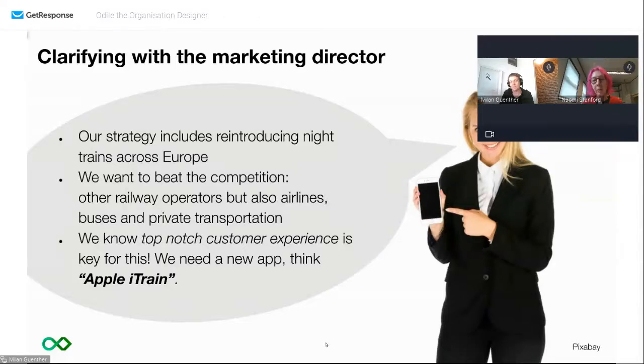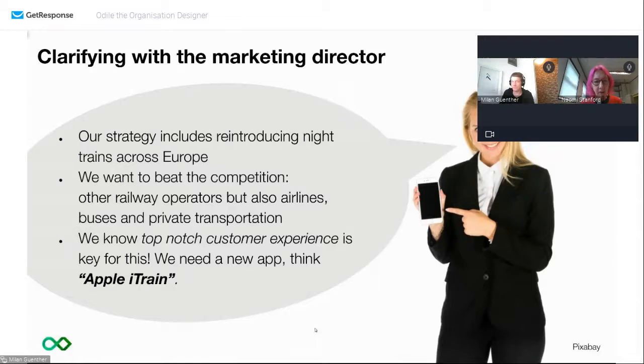So start to think about what do we mean and who are the customers for these sorts of phrases that we use a lot without often exploring them. Also start to think about the interdependencies. So in this very small interaction with the marketing director, what are the interdependencies with intersection railways and the other railway operators, the buses, the private transportation, and so on, because there will be interdependencies.